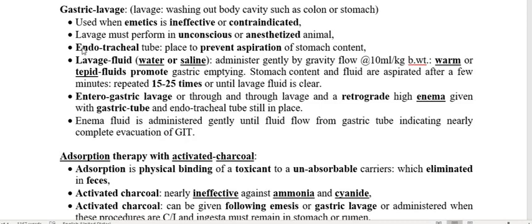For that, we also have to place an endotracheal tube. Before giving the gastric lavage, you have to place the endotracheal tube so that the possibility of aspiration of the content present in the GI tract into the respiratory tract is avoided. So simultaneously with the gastric lavage tube, we also place the endotracheal tube to prevent aspiration of content into the respiratory passage. Lavage fluids are simply tepid water, warm water, or saline.